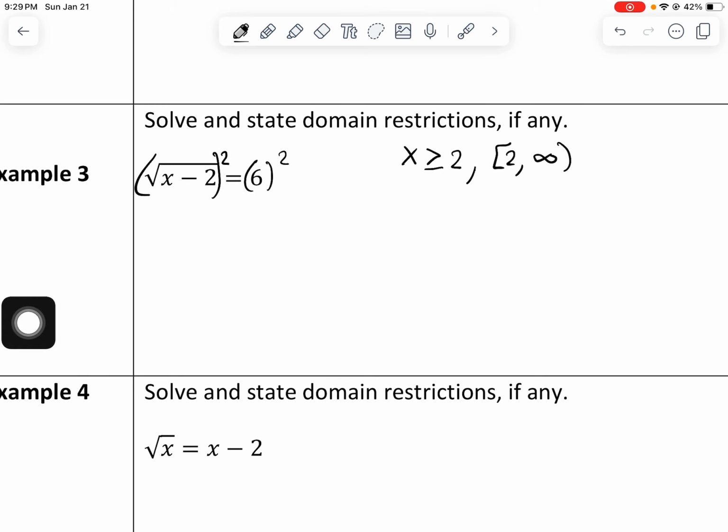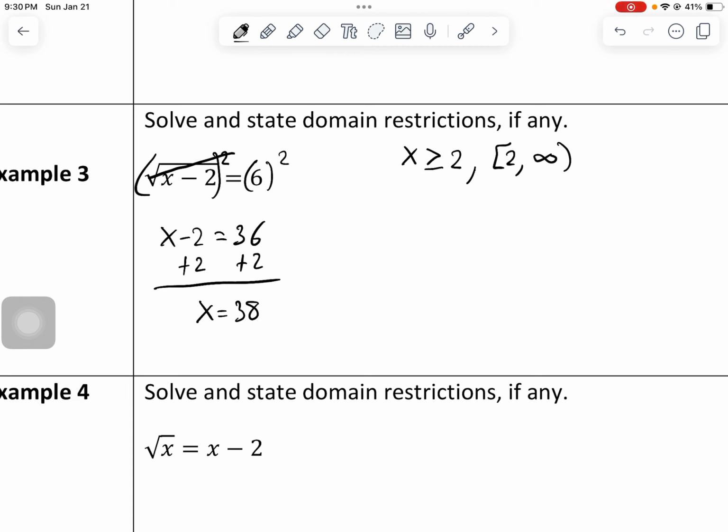And we're going to just square that entire square root. So these are inverse operations. So we're just left with what's inside, the x minus 2. And then here, 6 squared is 36. So we would add 2 to both sides. We would get x equals 38. And 38 is a good answer. It's greater than or equal to 2, so it doesn't violate our restrictions.